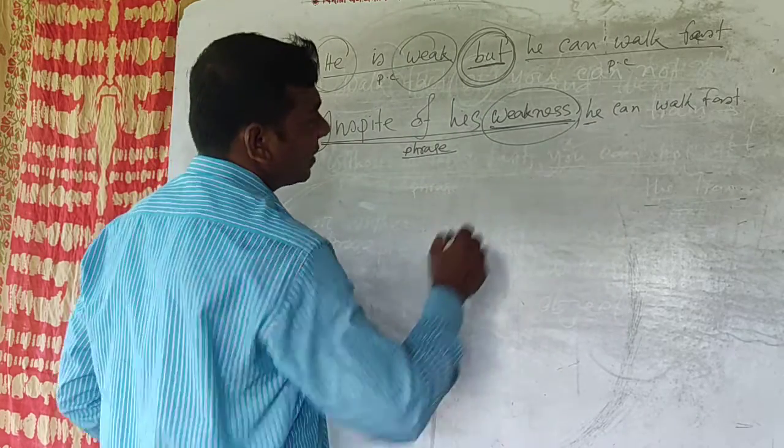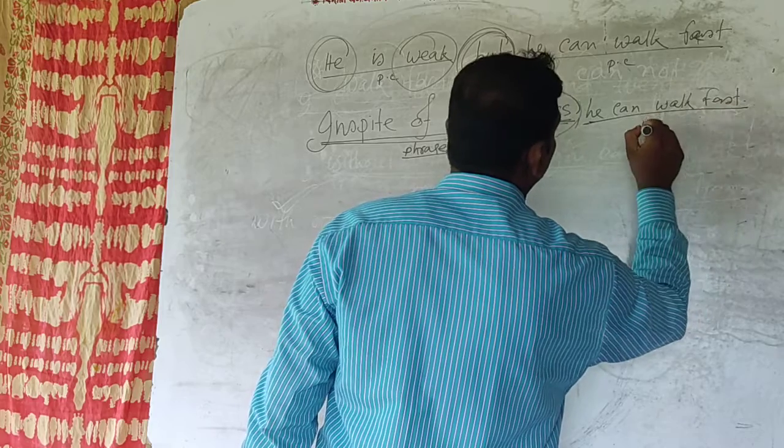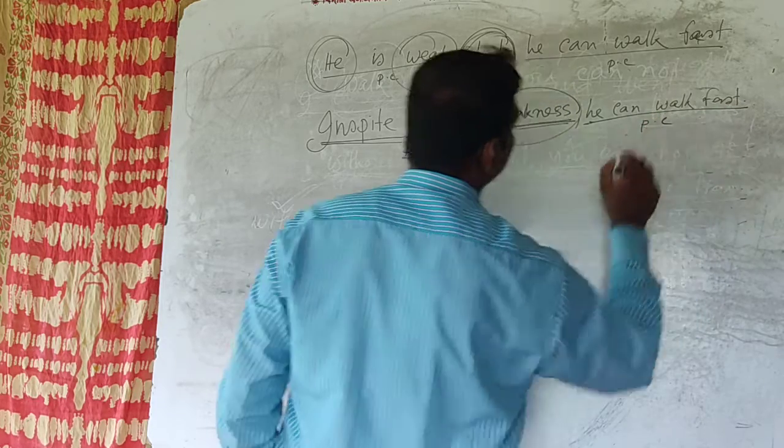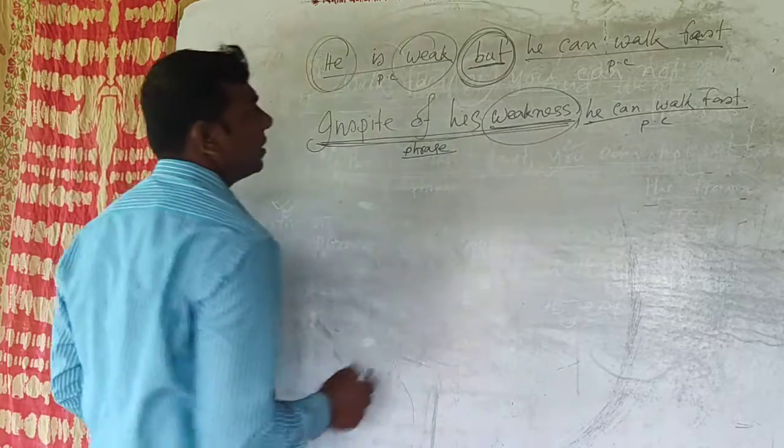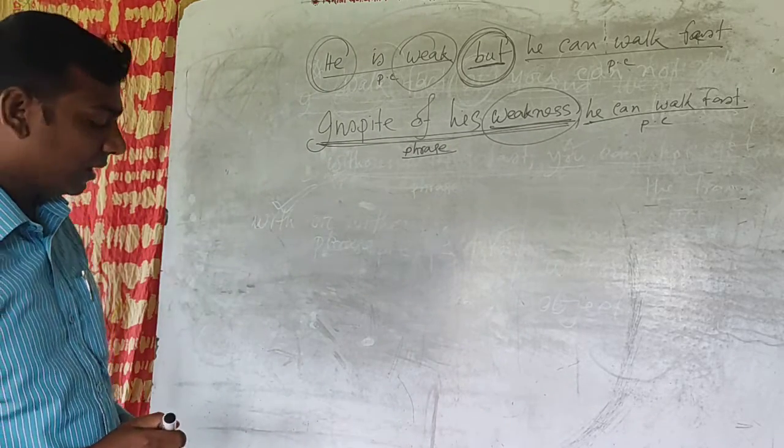He can walk fast. Principal clause. Here is one principal clause. This part is a phrase. So it is a simple sentence.